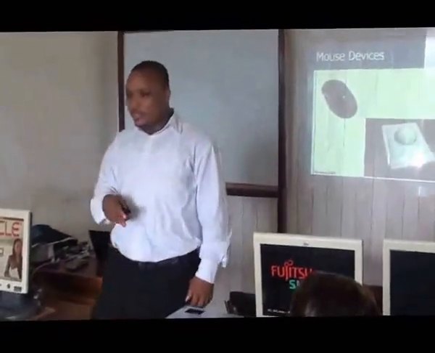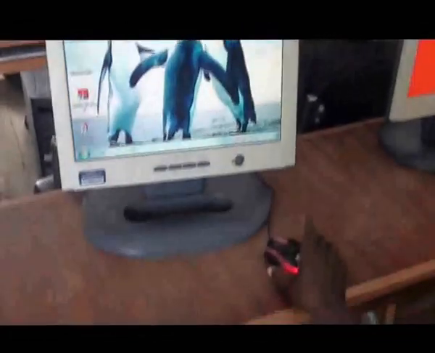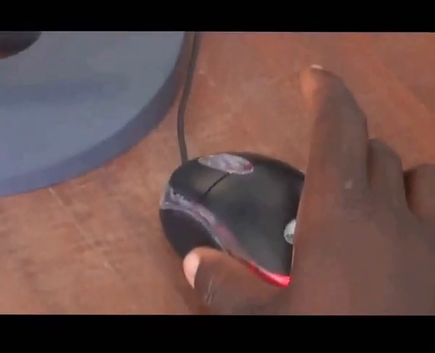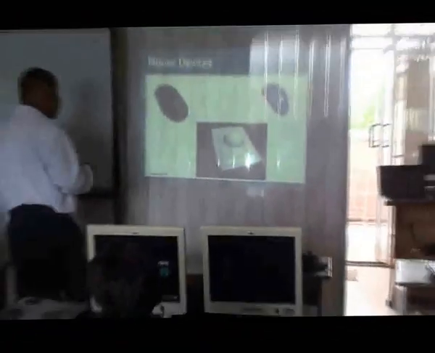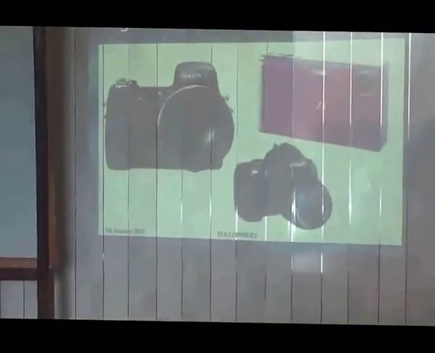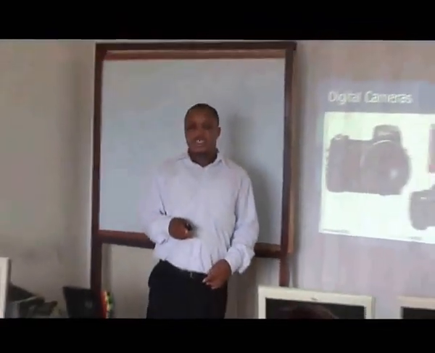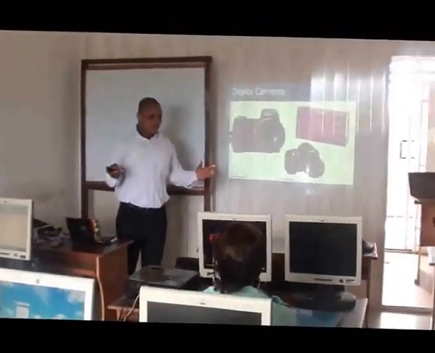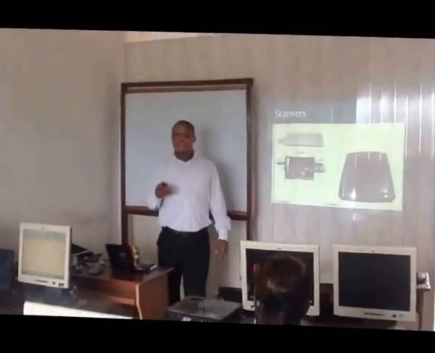Okay. Then the mouse. You also have a mouse on your table. So you can just pick that mouse and look at it. Or you can just look at the one on the board. So this is how the mouse also looks like. Then we have the cameras. Okay? The digital cameras, which we use in capturing what? Videos. Good. Then you talk about a scanner. So this is how the scanner also looks like.